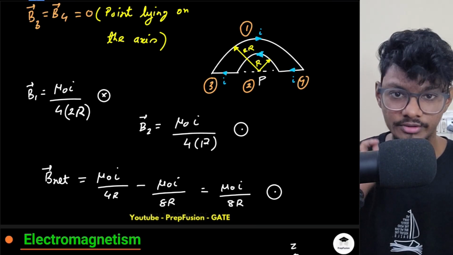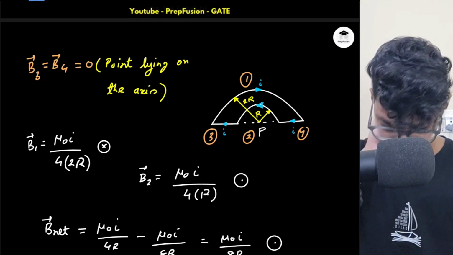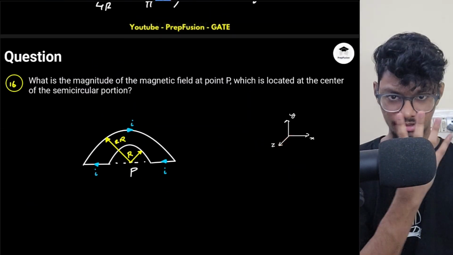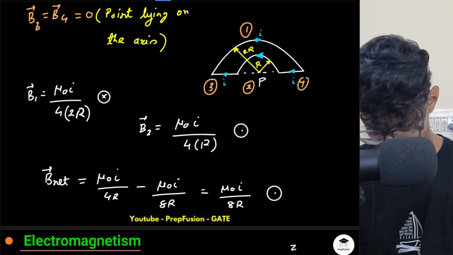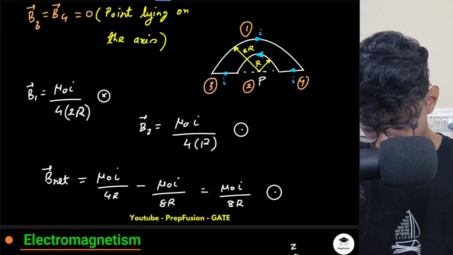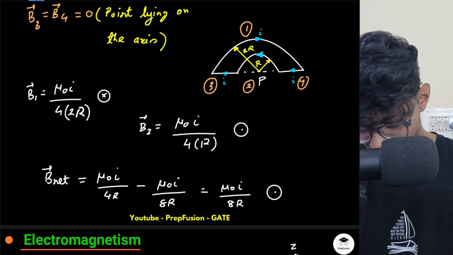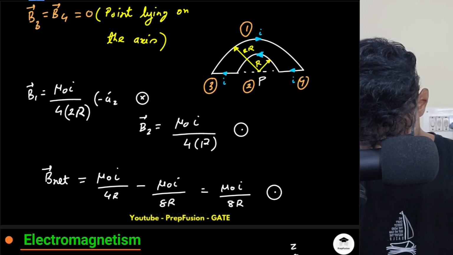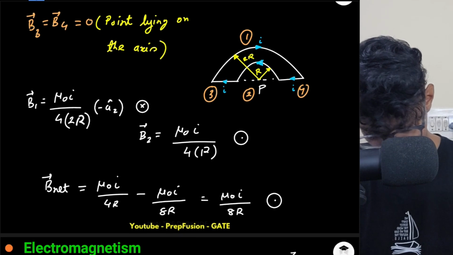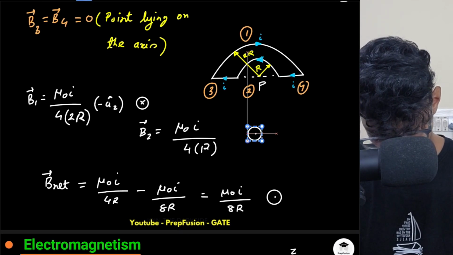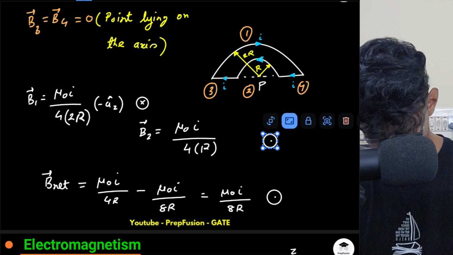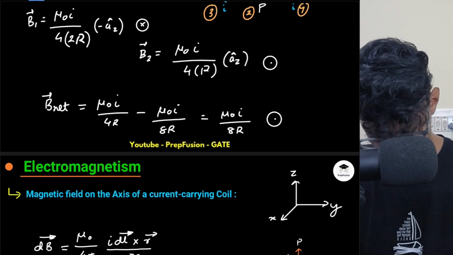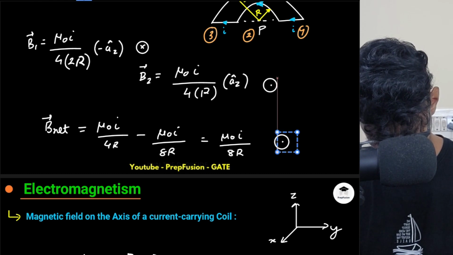Towards me. So this will be mu naught I by 8R. This will be the answer. And you can mention here as well that it is in the plus a_z direction, coming out of the screen. This one is going into the screen, so this will be in the minus a_z cap direction, and this is in the plus a_z cap direction. So overall this will be in the plus a_z cap direction.